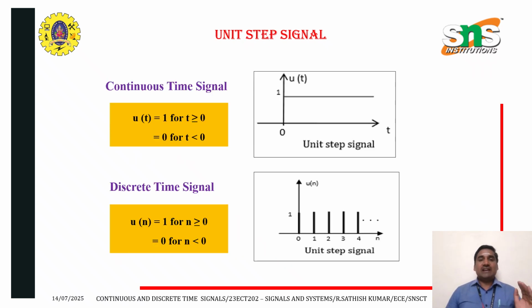The unit step signal can be represented in both continuous time as well as discrete time. For continuous time, u of t is denoted as 1 for t greater than or equal to 0, and 0 for t less than 0. The graphical representation can also be shown. For the discrete time signal, u of n is equal to 1 for n greater than or equal to 0, and 0 for n less than 0. The graphical representation of the unit step signal is also shown, with n from 0 to infinity.